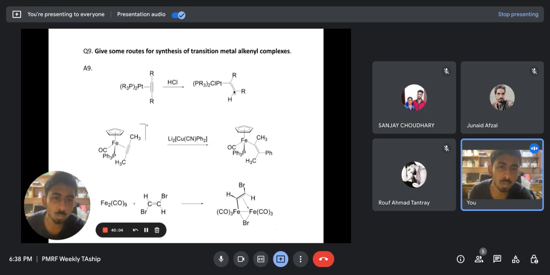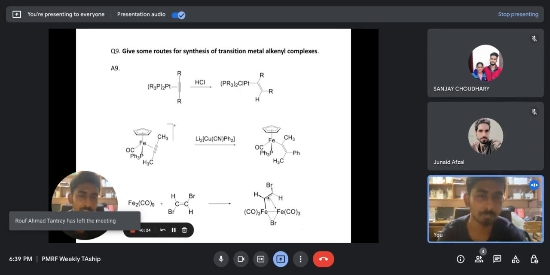So alkenes are the ones where a double bond is present. These will be bonded to the transition metal center. Here you can see in all three examples a transition metal, iron in this case, iron in this case also, and platinum in this case, is bonded to alkene groups. Here is the alkene and this is the alkene here.